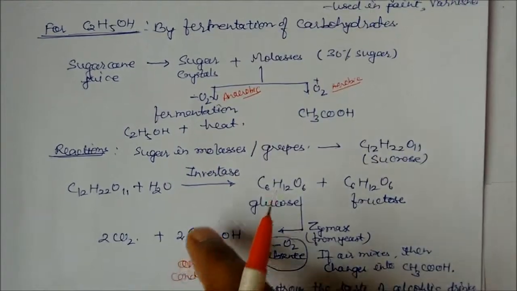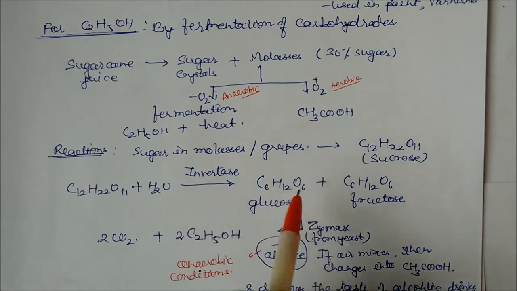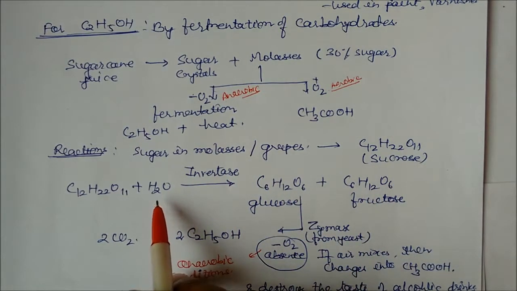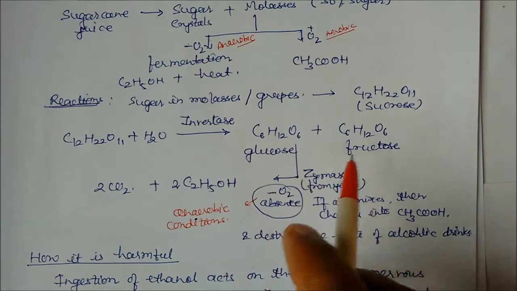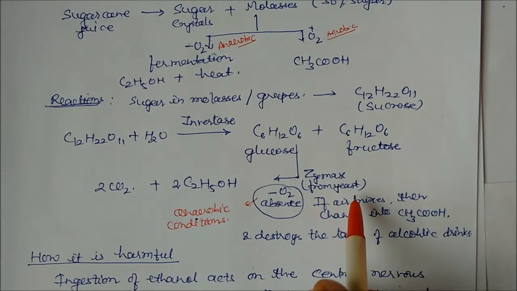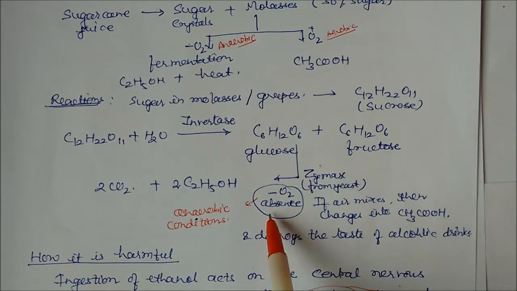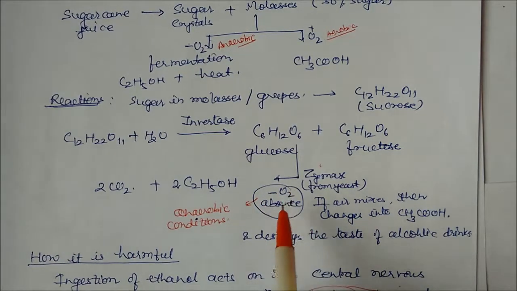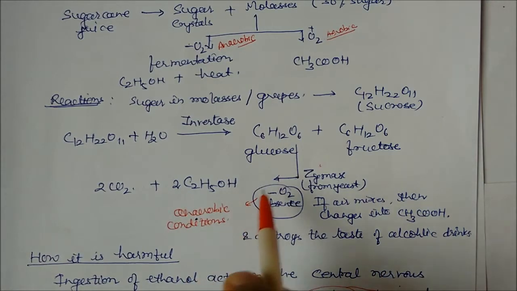We can get sugar from molasses, and we can get sugar from grapes also. Both contain a product called sucrose. The sucrose is hydrolyzed in the presence of the enzyme invertase. This invertase converts it into glucose plus another product, and this glucose then reacts with the enzyme zymase from yeast. Zymase is the enzyme. This glucose is fermented in the absence of air, anaerobic condition, and gives ethanol. If you mix air here, it will convert into acetic acid and destroy the taste of alcoholic drinks. So here we have to do fermentation, not aerobic respiration.